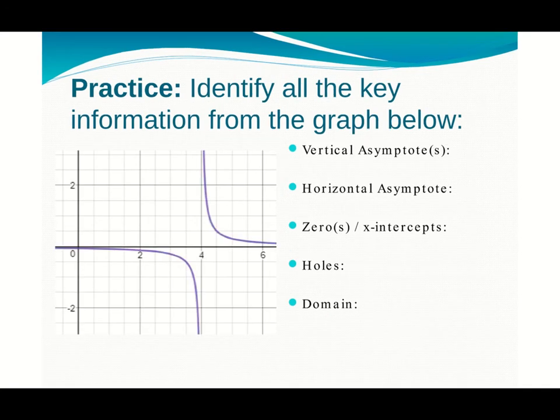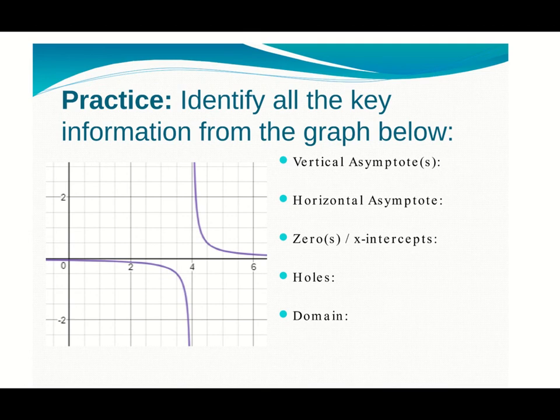Now for our last practice problem, go ahead, pause the video, copy it down, try it, and then come back for the last set of answers. So here we have a rational function, and we're looking for our key information. So here we have a vertical asymptote at x equals 4. We have a horizontal asymptote at y equals 0. It never crosses the x-axis, so we have no zeros.